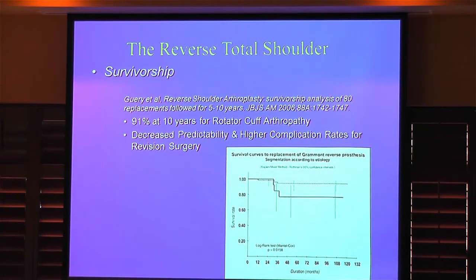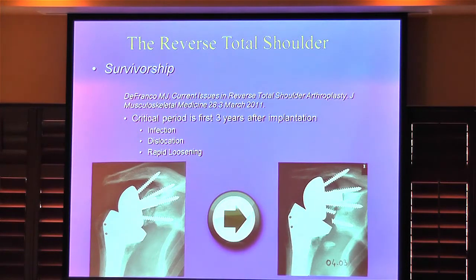You have decreased predictability and a higher complication rate if there's any revision component, such as they've had an attempted rotator cuff repair where they had to detach the deltoid to do the repair. If they have had any type of fracture surgery, your longevity and outcome is not going to be as good as a primary or index procedure for a massive irreparable rotator cuff tear. And the critical period for these implants is the first 3 years. That's where we see most of our complications in regards to infection, dislocation, and rapid loosening.